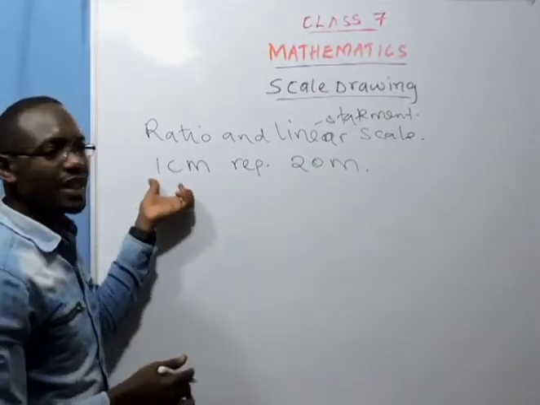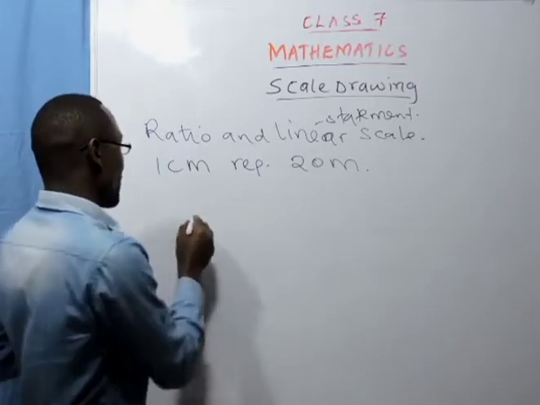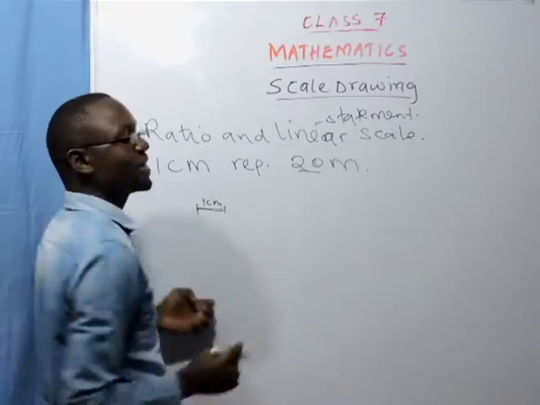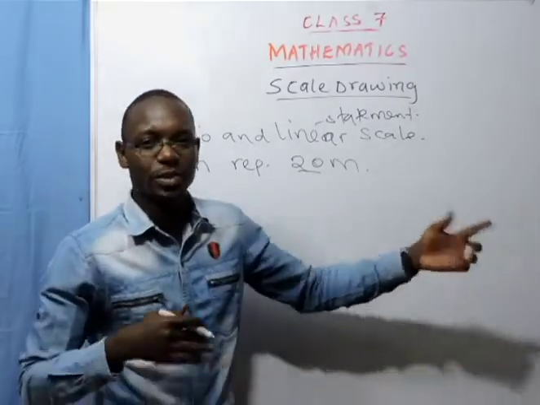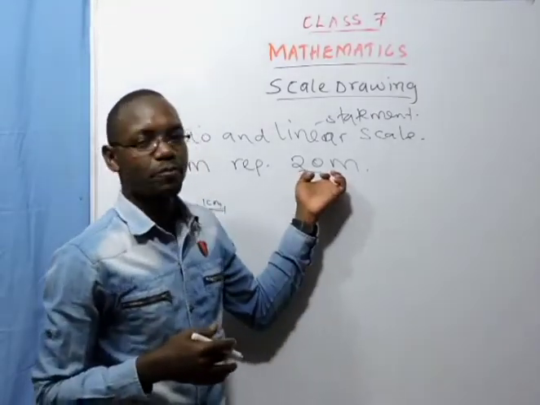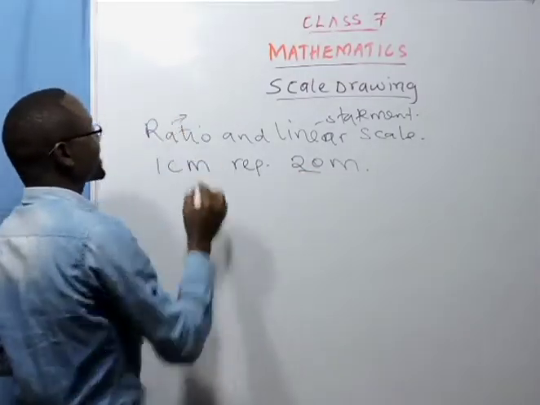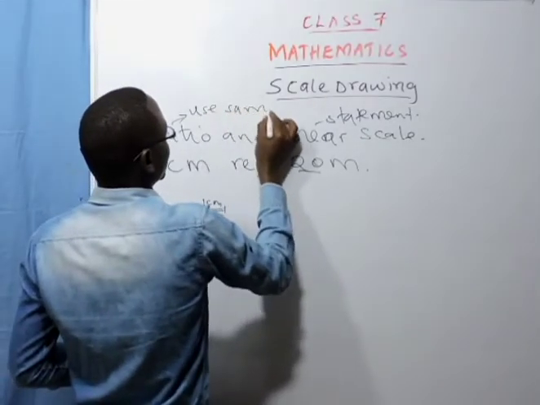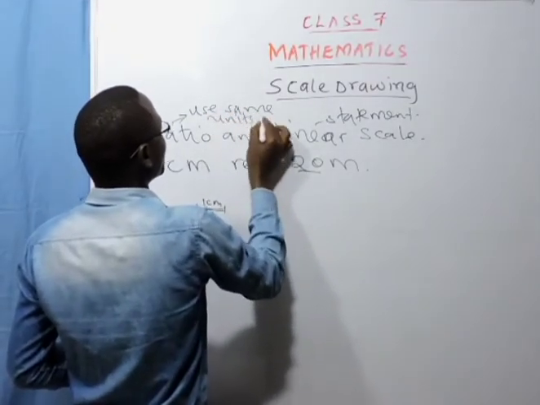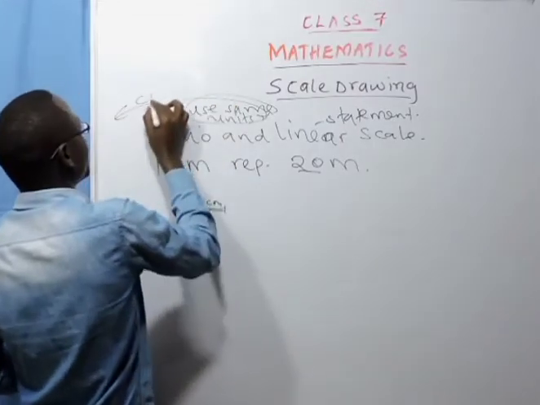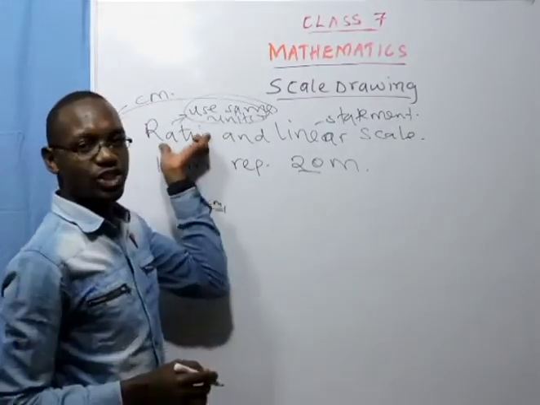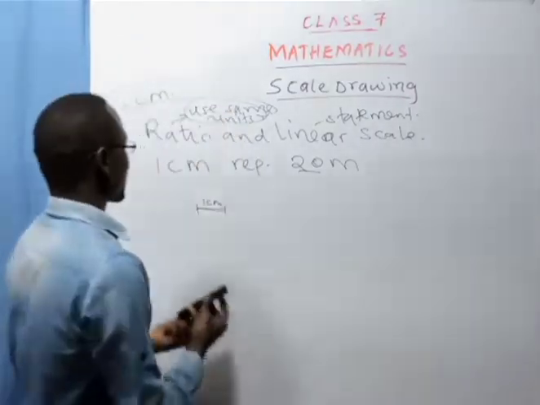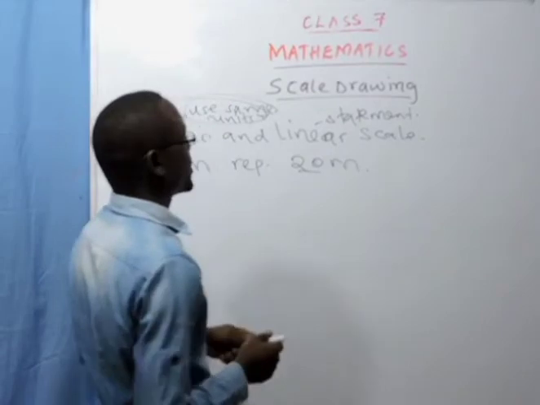That means 1 centimeter on the map, a line of 1 centimeter on the map, will represent a distance that is 20 meters on the ground. When we are writing scale in ratio form, we use the same units. And which units are these? The scale in linear form is written in different units, but scale in ratio form is written in centimeters. So we can say that the scale 1 centimeter represents 20 meters.